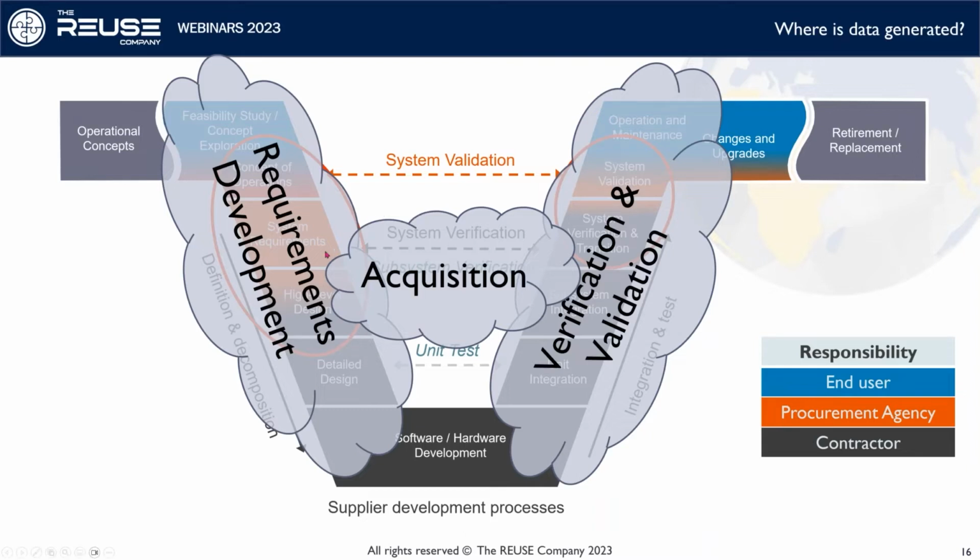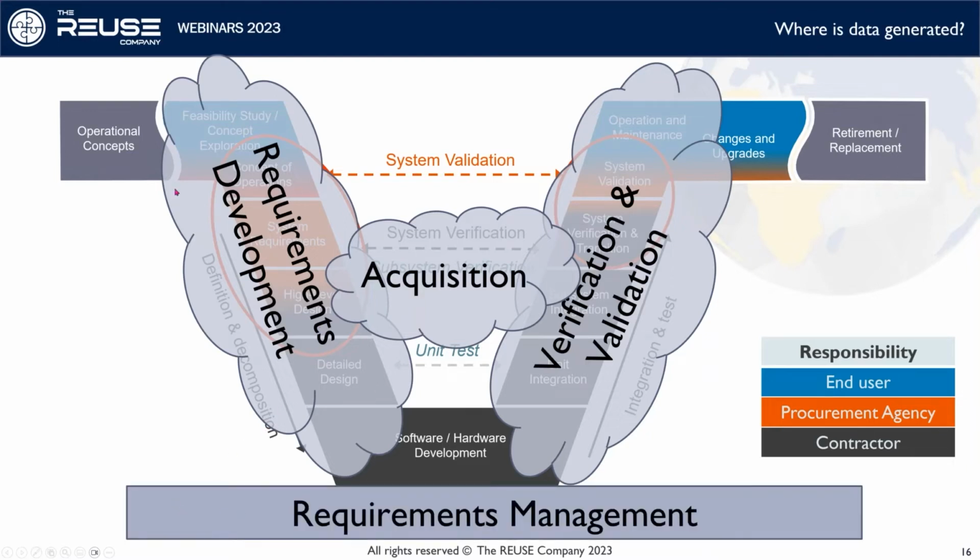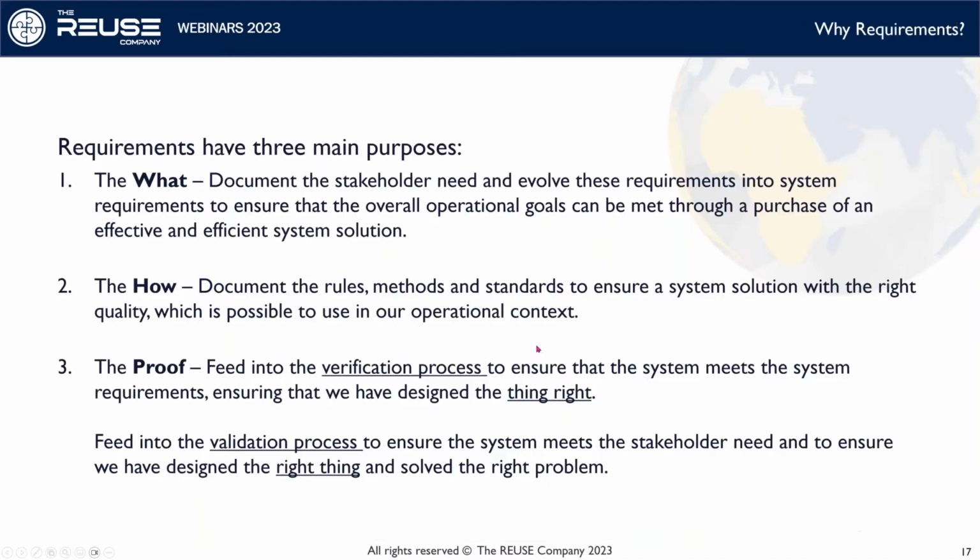This is something that is hard to put into the V model, simply because the V model doesn't really describe how to interact with acquisition in your development. Regardless of this, all the data that is generated needs to be managed, and requirements management should actually cover the whole system life cycle, from the early concepts to basically retirement and replacement, including, of course, the development and the acquisition phases. Okay, requirements as such, they have a number of purposes.